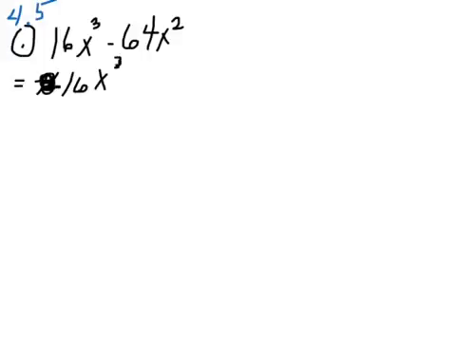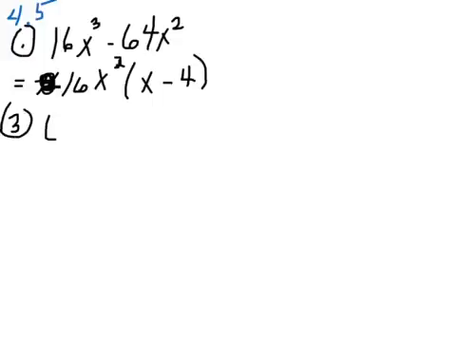And so if I take 16x squared out of 16x cubed, I have an x left over. Then I write down my subtraction sign. 64 divided by 16 is 4, and I had an x squared, but I took it out. So then this is factored, and that's all you have to do there, okay?